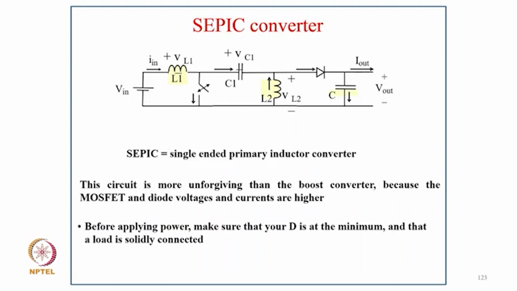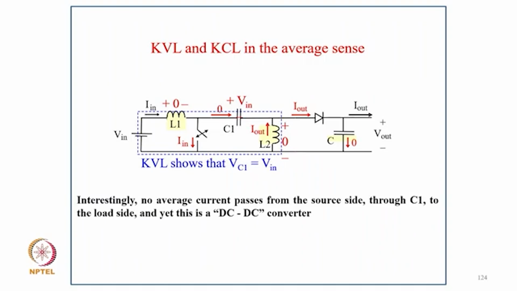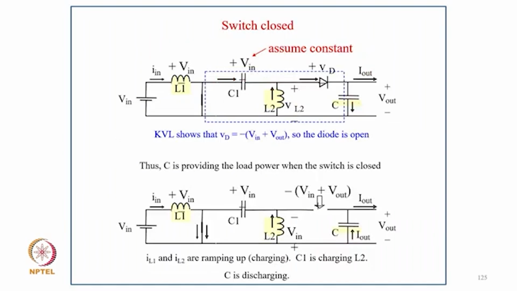Because in a buck-boost converter, D should be 0 at the start, so that the output voltage starts from 0. So now coming to the KVL and KCL in this average sense, the KVL shows VC1 equal to Vin. So interestingly, no average current passes from the source side through C1 to the load side, and this is called the DC-DC converter. And you can see from KVL that when the switch is closed, VD equal to minus Vin minus Vout, so the diode is open. Thus C2 is providing the load power when the switch is closed, because the diode is reverse biased.